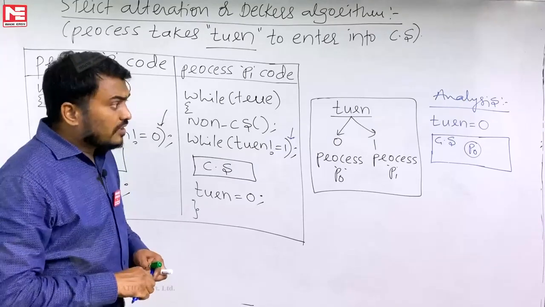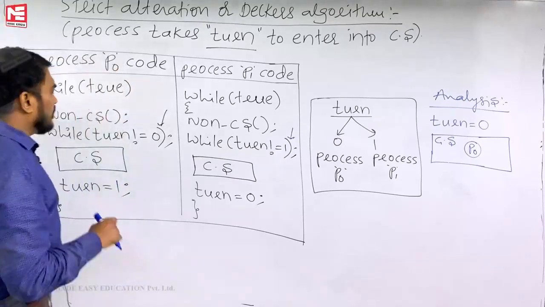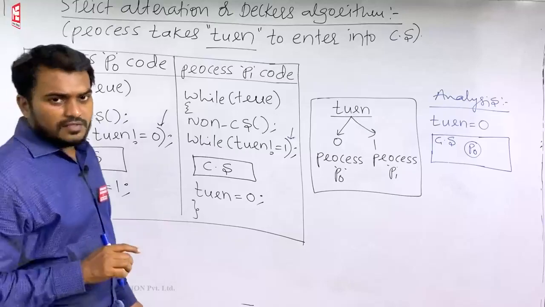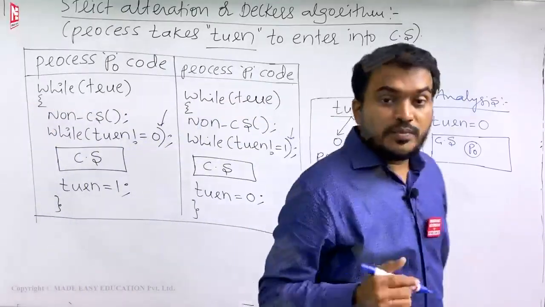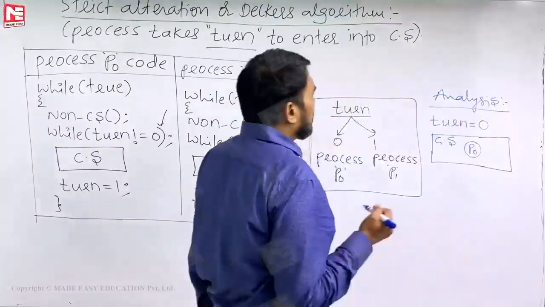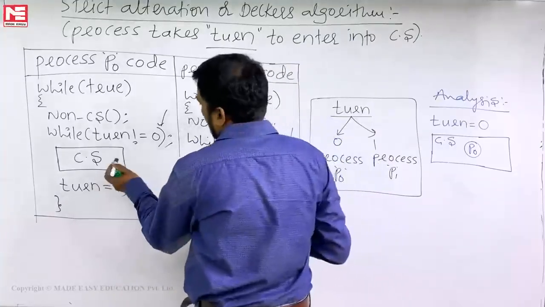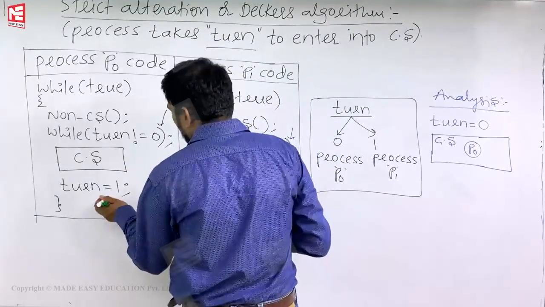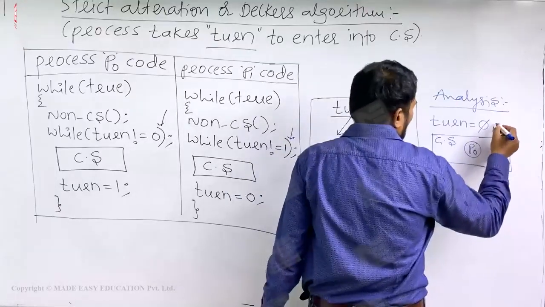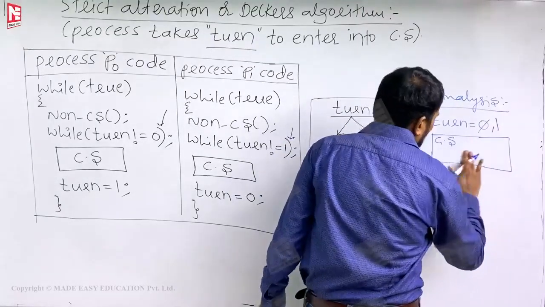Right. So, continue the analysis. Now, P0 is leaving the critical section. Listen carefully. When P0 is leaving the critical section, what happens? It will make the turn value 1. So it makes the turn value 1 and P0 is leaving the critical section.